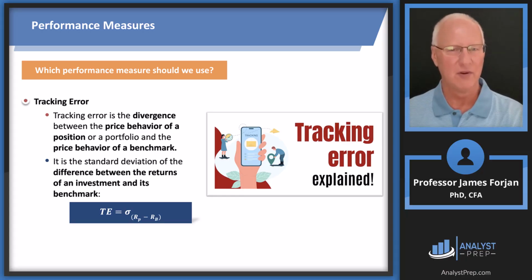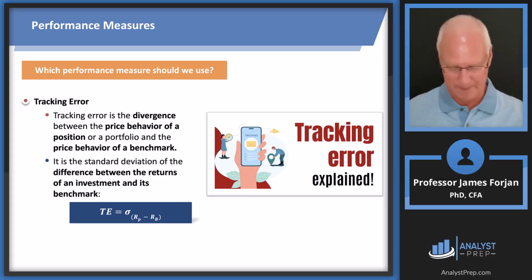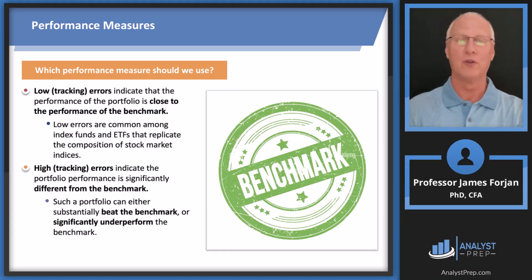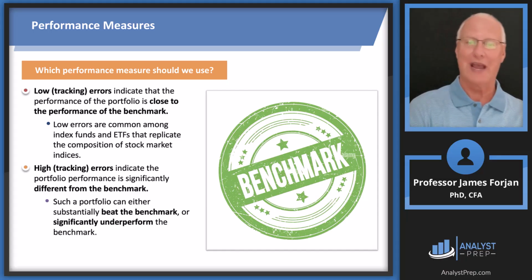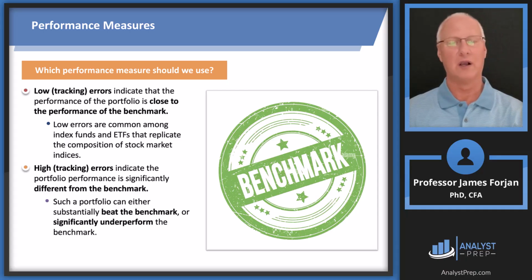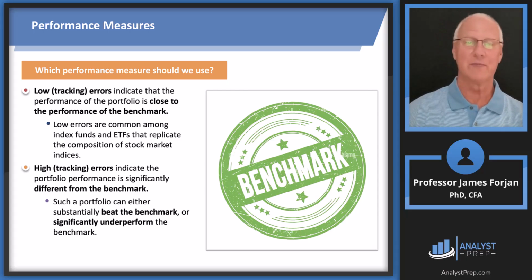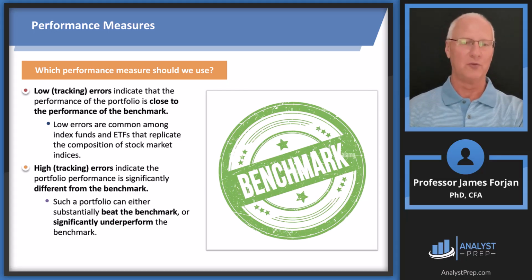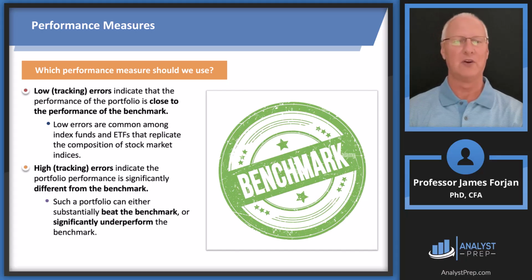So look at that definition in the first bullet point. Divergence between the price behavior of a portfolio and the price behavior of a benchmark. So remember, tracking error is nothing more than another kind of standard deviation. Low tracking error means that we're performing very close to the market portfolio or the benchmark. High tracking error means that we are either smashing the benchmark or being smashed by the benchmark. Smashing, that's Jim's term. Notice what GARP used: beating the benchmark, significantly underperformed.